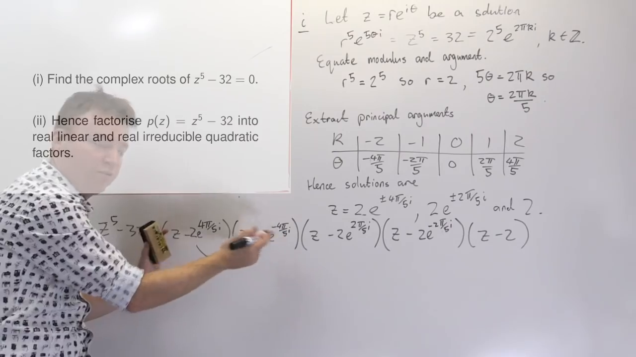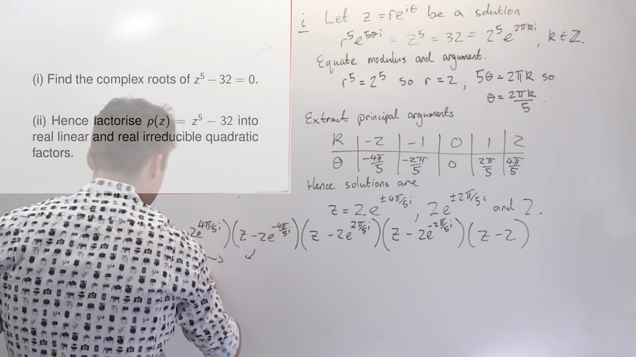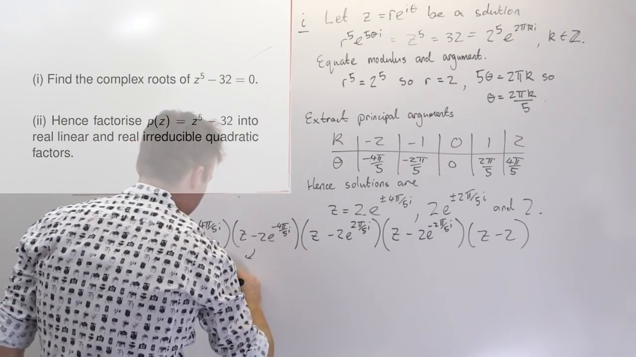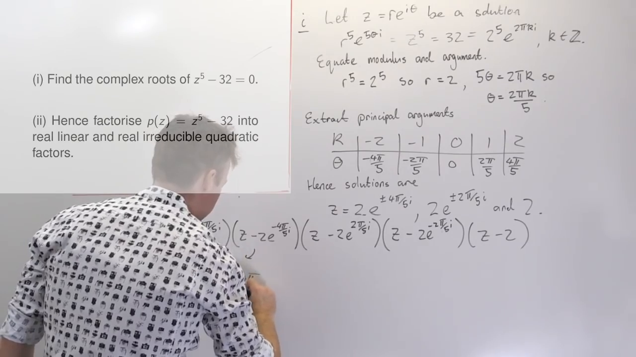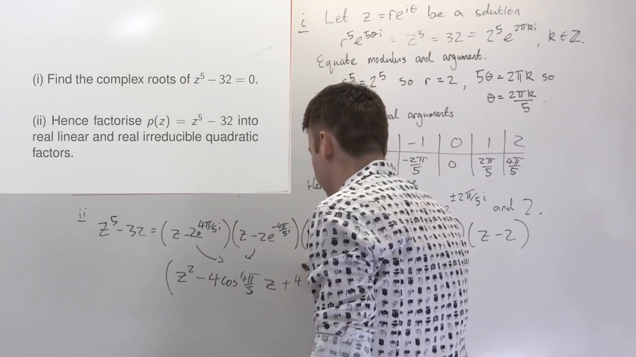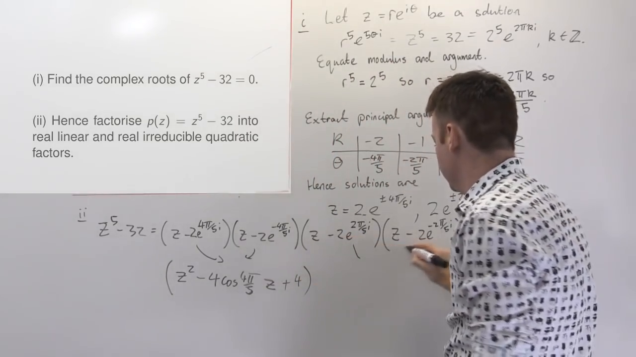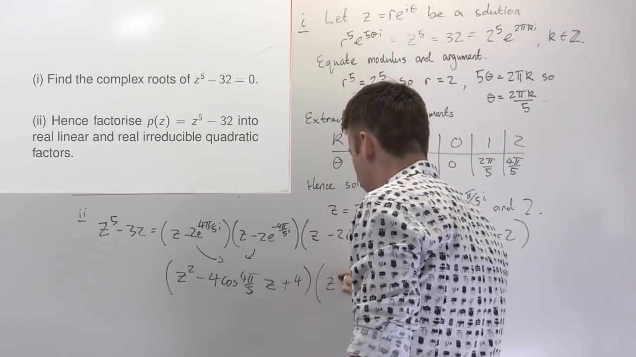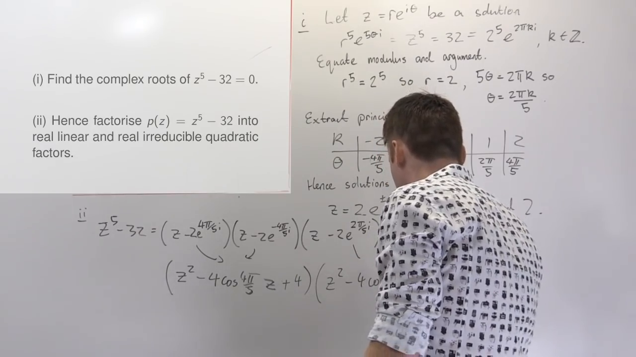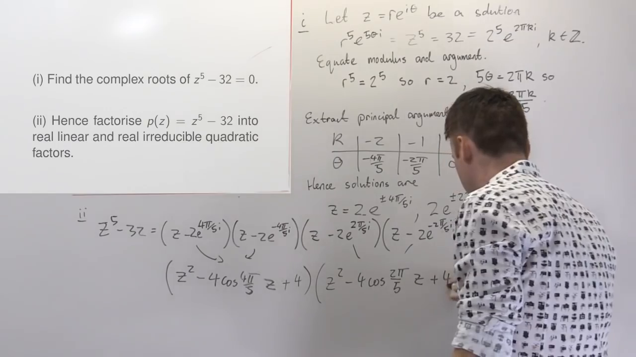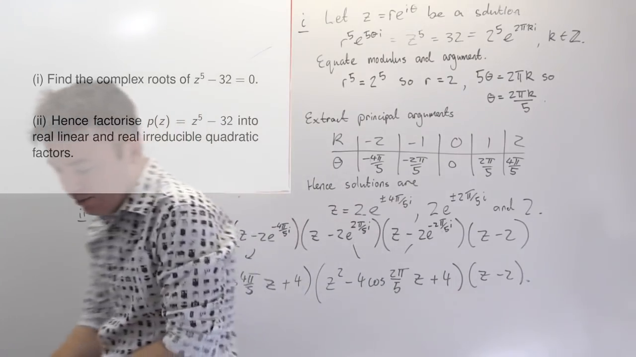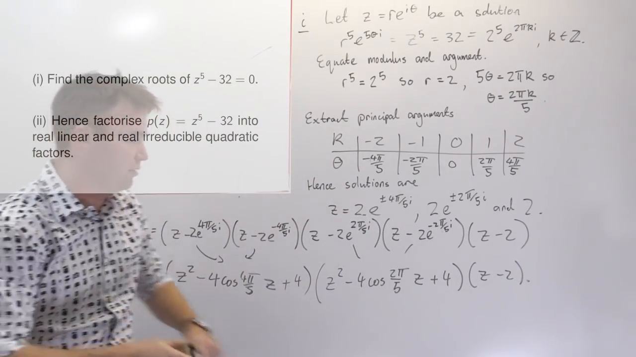These two actually combine into a real quadratic polynomial, and that quadratic polynomial is z squared minus twice the real component of this, which gives you 4 cos 4 pi on 5 z plus the modulus squared, which is 4. And similarly, these two combine to give you a nice quadratic. And this one stays as a linear factor. Cool.